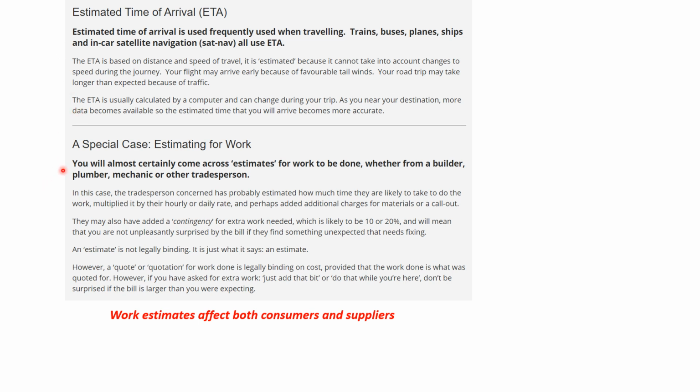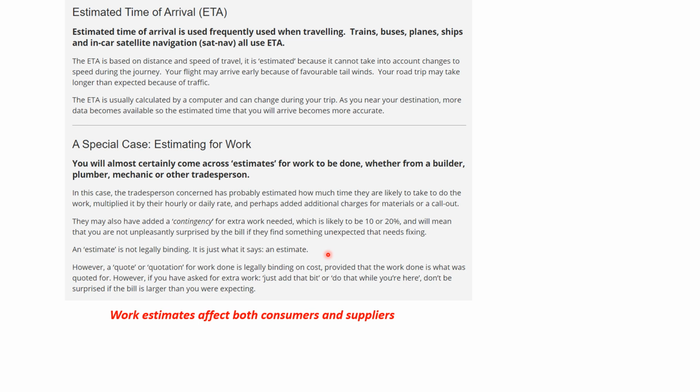And a special case is estimating for work done, and you'll come across estimates for work to be done, whether from a builder, plumber, or someone else. In this case, the tradesperson has probably estimated how much time they are likely to take to do the work, multiplied by their hourly or daily rate, and added some additional charges for materials or a call out. They may have added a contingency for extra work needed, which is likely to be 10 or 20%, just as a safety valve for them.